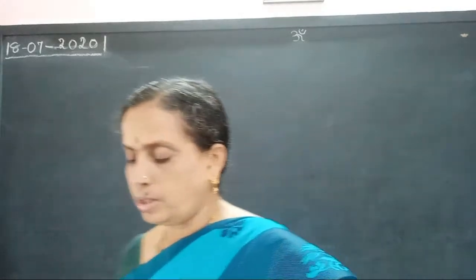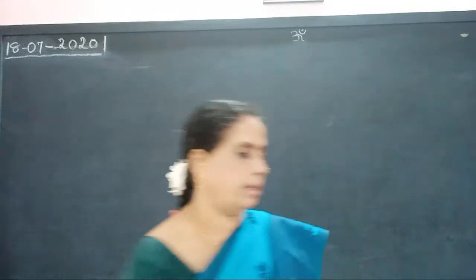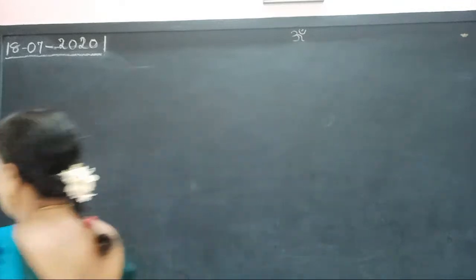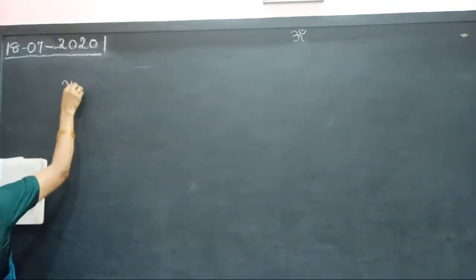Theorem 10.2. Chords which subtend... if the angle subtended by the chords of a circle. That is another way of giving the statement. Let us write the same statement now. That is theorem 10.2.